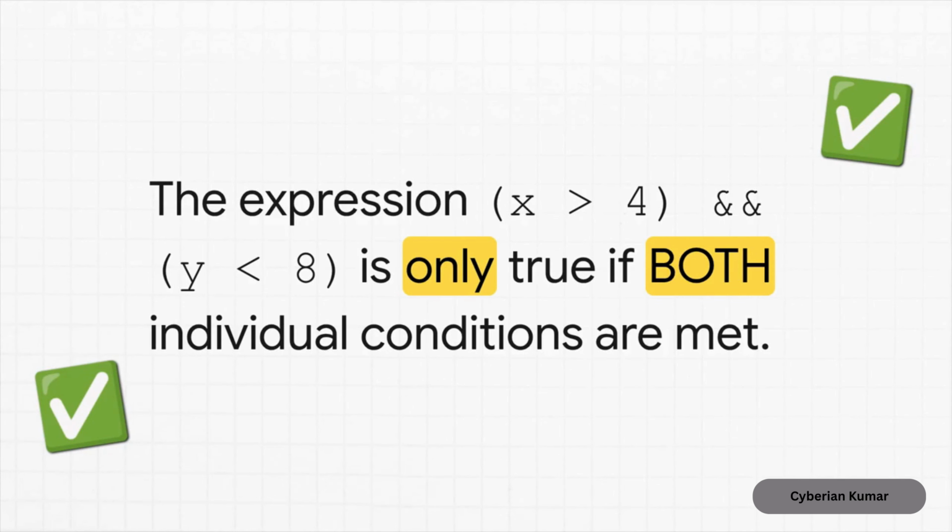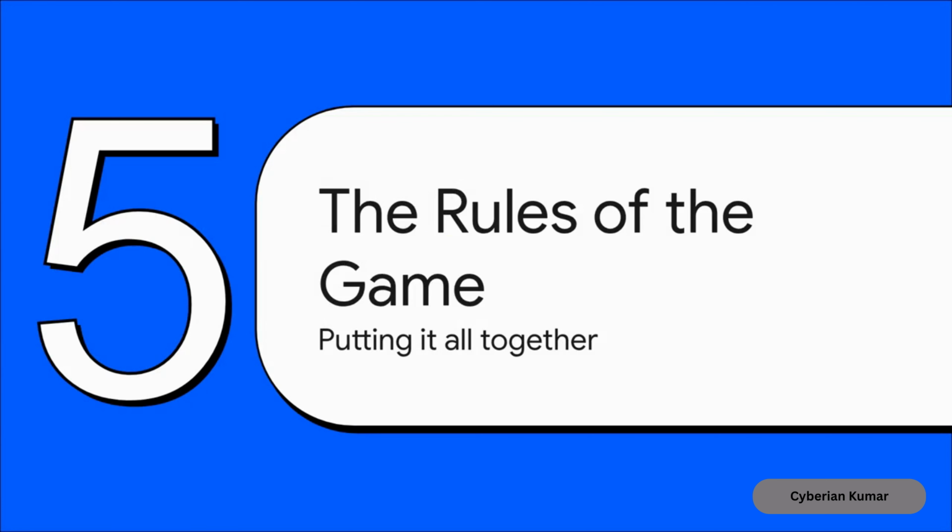For this whole statement to be true, x absolutely must be greater than 4, and y absolutely must be less than 8. If even one of those is false, the whole thing is false. This is how you start to build really complex rules and intelligence into your programs.